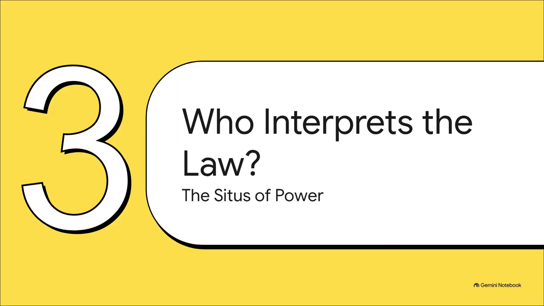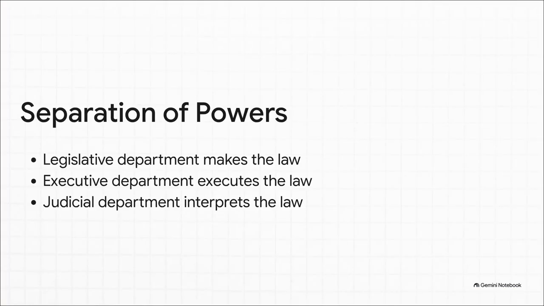Next up, part 3. Who interprets the law? The situs of power. So, we've got the tools, but who actually gets to wield them? Thanks to the constitutional principle of checks and balances, the situs, or site, of this power rests exclusively with the judicial branch. The legislative department makes the laws, the executive department executes them, but when a dispute arises over what those laws actually mean, the judicial department is the sole authority to step in and interpret them.